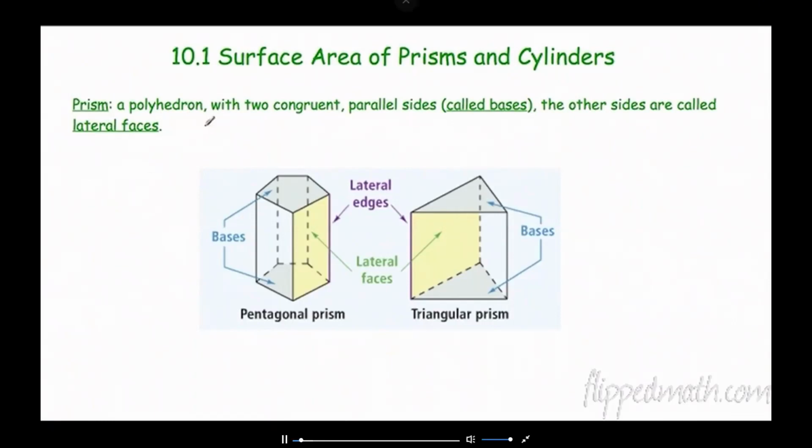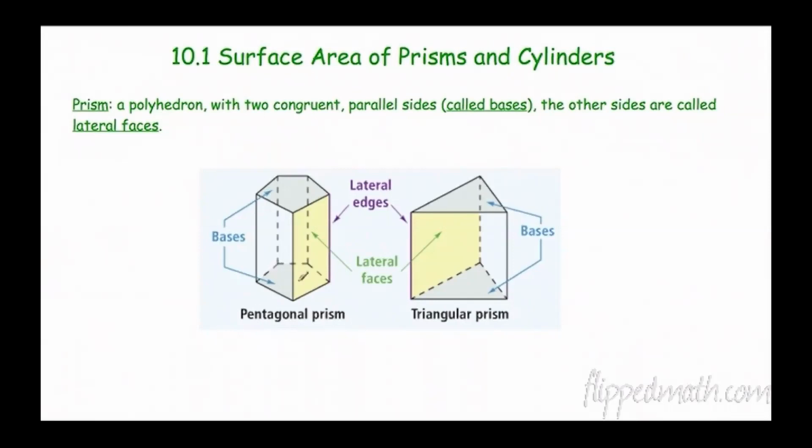Some prisms make it harder to see which sides are the bases, because lots of sides could be bases. But most of the time with prisms, this is a base because it's a pentagon, and it's the same pentagon as the bottom. In fact, we call prisms by their base shape. So this is a pentagon base, so it's a pentagonal prism.